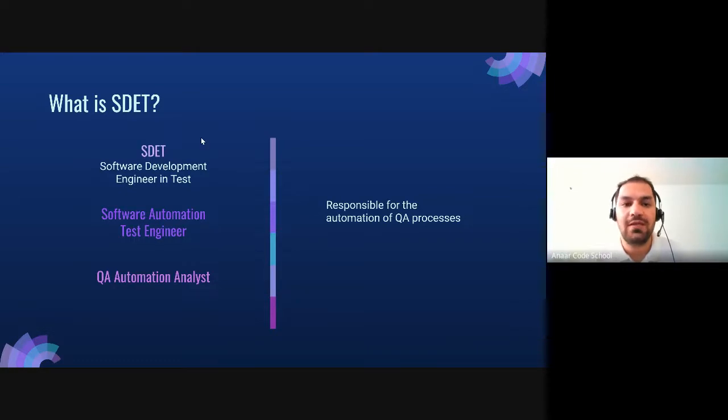The main job of SDET or software automation test engineer is to automate the QA process, and by QA I mean quality assurance. And we will get to more details. I will cover what QA actually is, and what it means in software development, and overall in the tech industry. For now, we just want to know that the job of SDET is to automate QA processes, and that's the main responsibility of SDET or a software automation engineer.